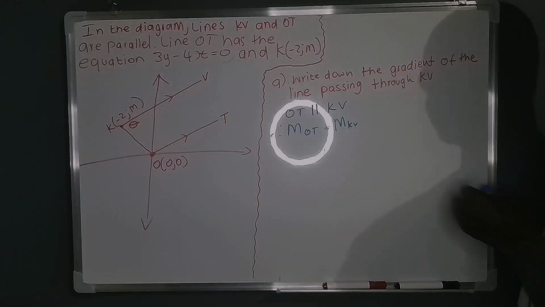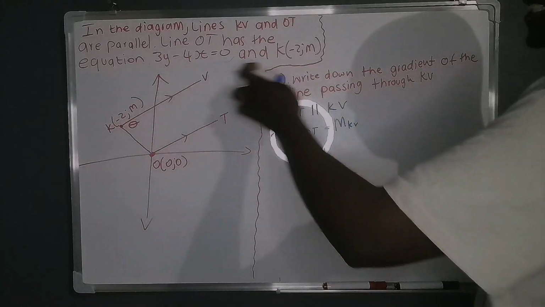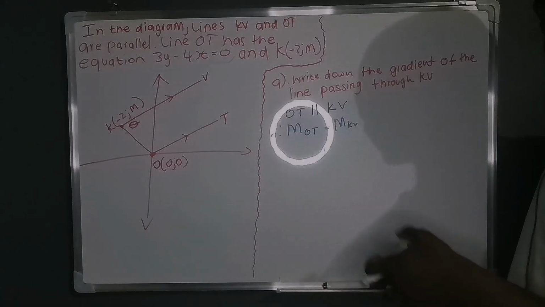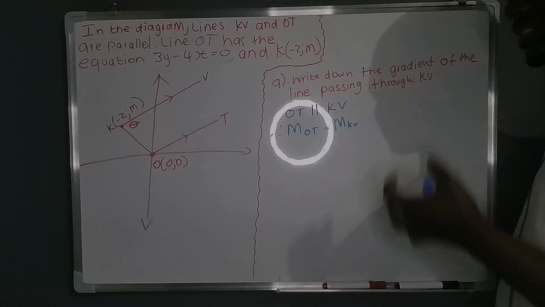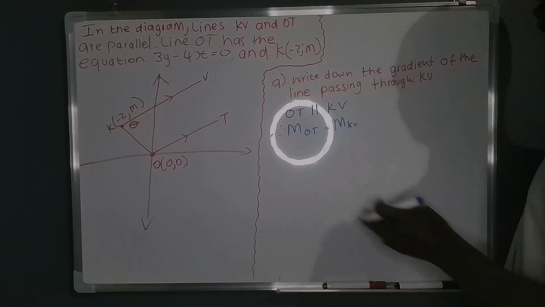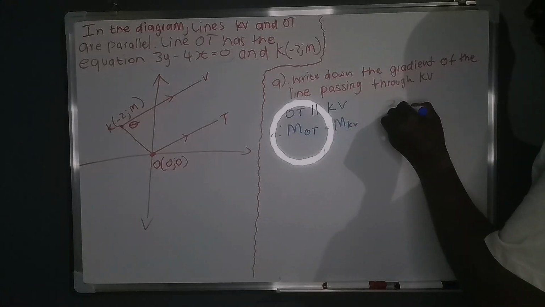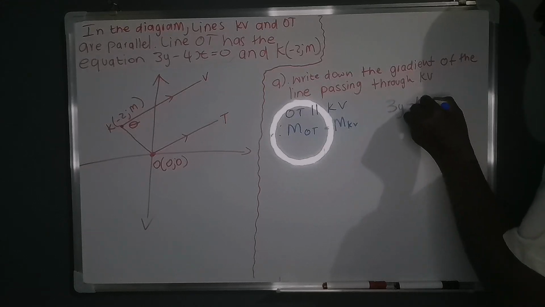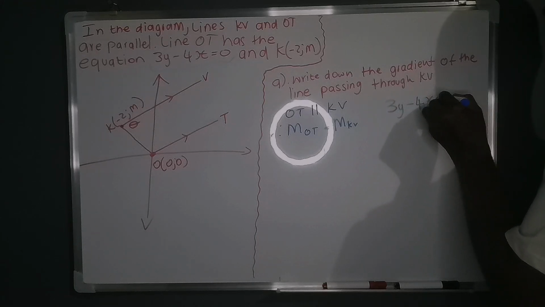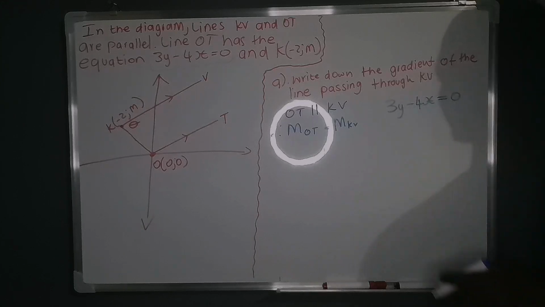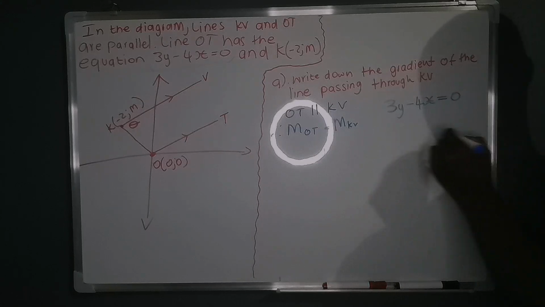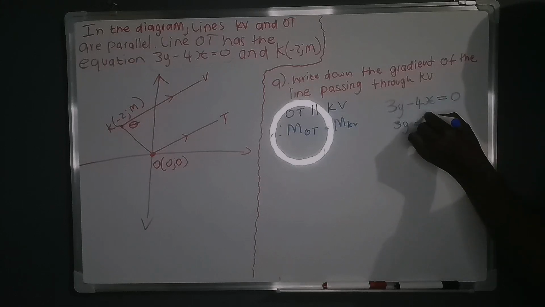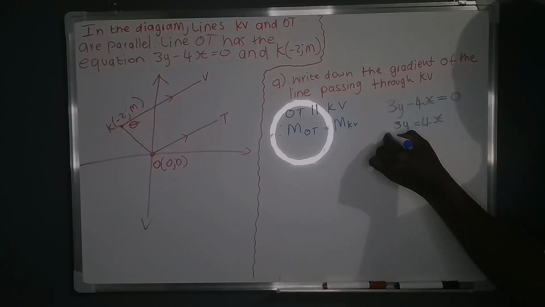Let us do that. Now we need to write it in the standard form for us to point out our gradient. We need to write in the standard form of y equal to mx plus c. We have learned about that. So you have 3y minus 4x equal to 0. Then our aim here is to find y. Y should be our subject of the formula in this case. So we have 3y is equal to +4x. Then you divide both sides by 3.